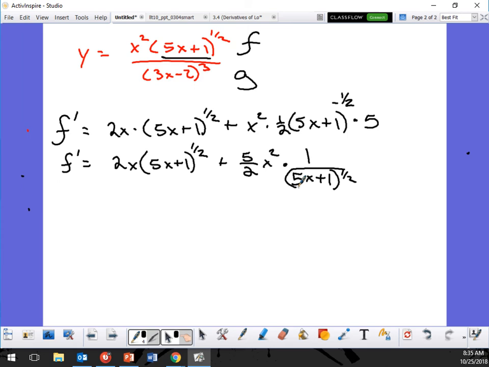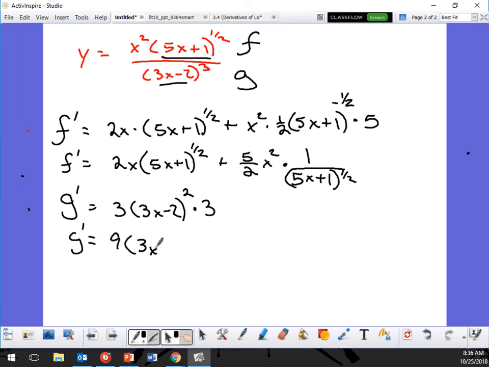Yes? Okay. So let's do the derivative of the bottom. So g prime would be 3 (3x minus 2) squared, times the derivative of the inside. The derivative of the inside would be 3. So that would clean up to 9 times the quantity (3x minus 2) squared.